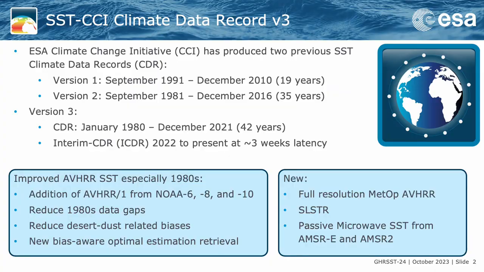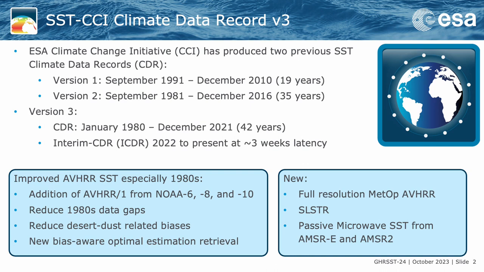We are currently preparing to release the third version of our climate data record. This will cover 42 years from 1980 to 2021, along with an ongoing interim CDR which extends the dataset within 3 weeks of present.